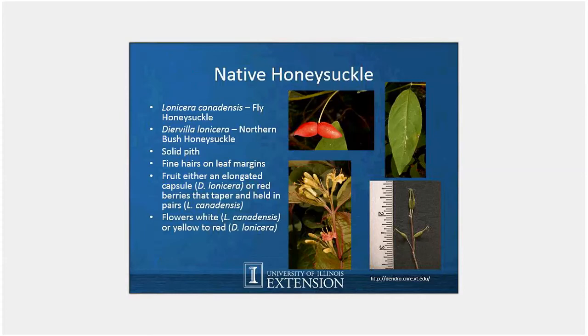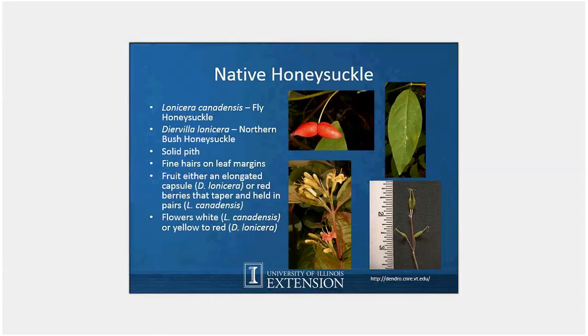And the big difference, too, if you look at the leaves, is there are fine hairs on the leaf margins of native honeysuckle, but there are not on your invasive honeysuckle. And you can also see when you're looking at the seed capsules in the top left picture and the bottom right, they're very distinctively different from what we were seeing in the previous slides of those invasives. And usually there are white flowers in one and yellow to red in the other. So the flowers are not always the best way to tell. You really need to look at some of these other features just to make sure you know exactly what you're looking at and whether or not they're native.